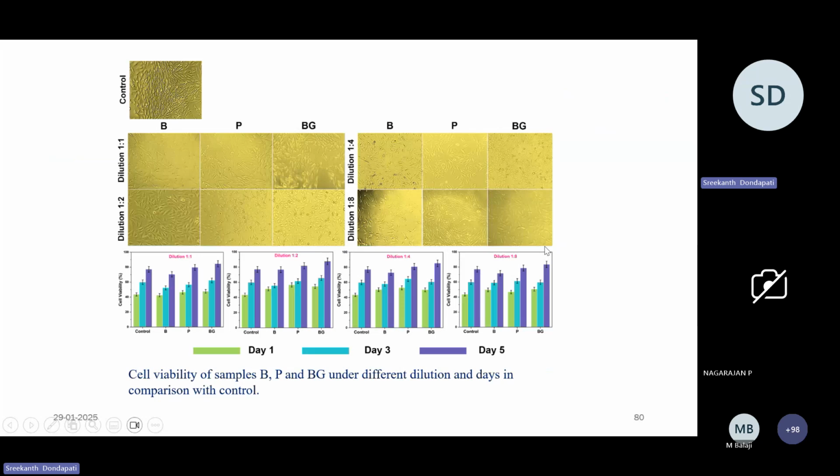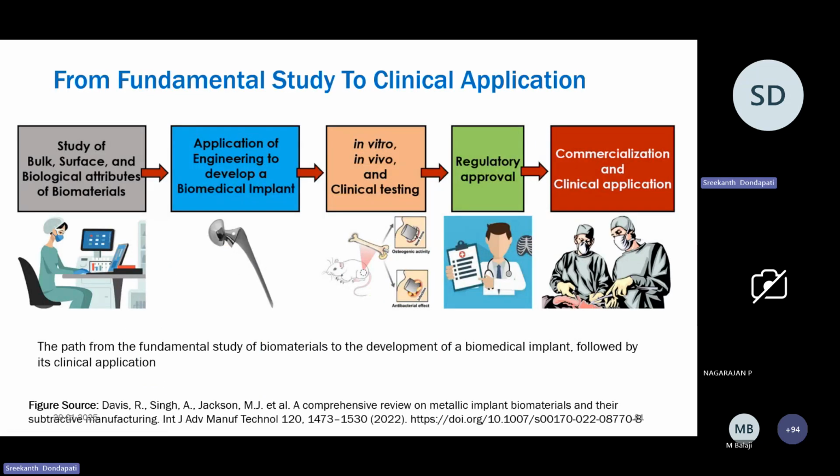And even cell viability, when you see, Bredigite is showing a very good cell viability in every dilution. See here, this BG refers to the Bredigite. And of course, in the bar charts also it's very, very clear. It is having high cell viability percentage. So with this, I came to the conclusion of my presentation.